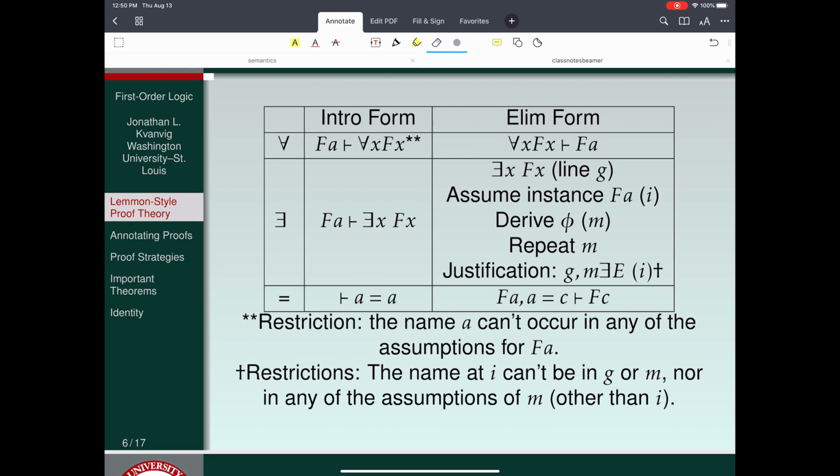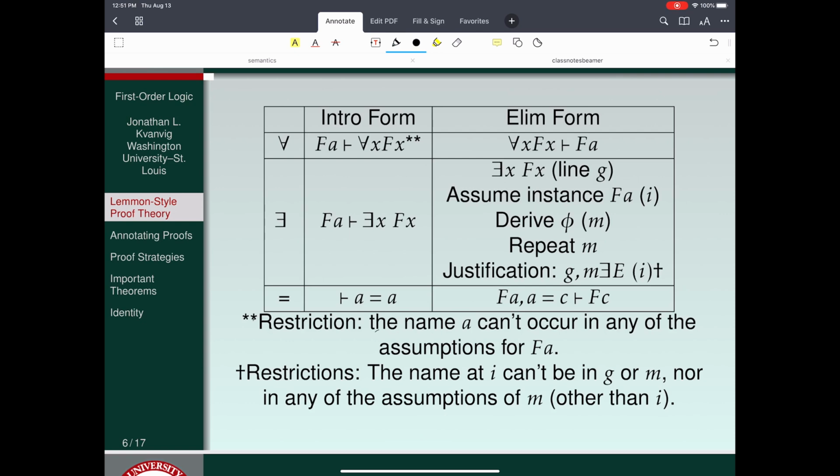Here's the business. Take a look at the assumption set for the premise of that inference. So the premise is FA, capital F, lowercase a. That has a name in it, a. That name can't occur in any of the assumptions of FA. So you look at the assumption set for the line that you're generalizing on. And the name that you're generalizing on can't be in the assumptions of that line. That's the restriction. Okay, that's the simpler of the two rules. The name can't appear there.